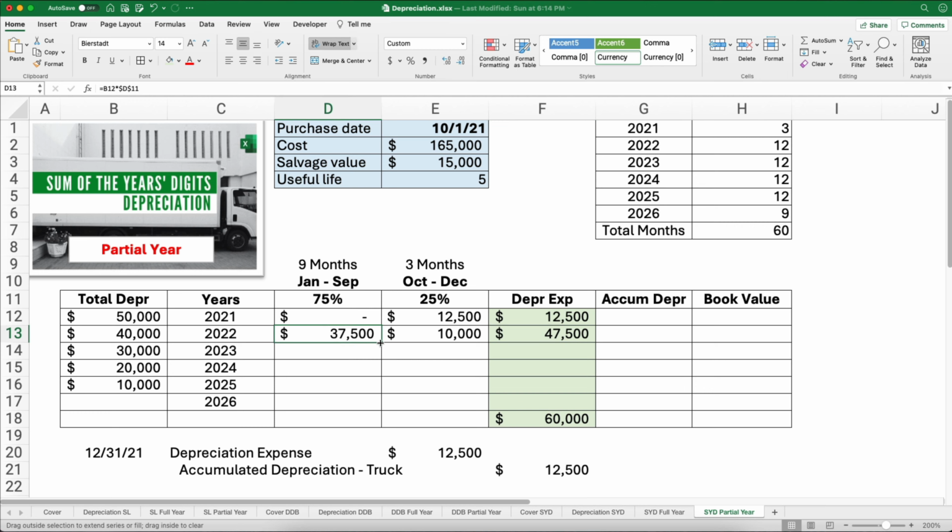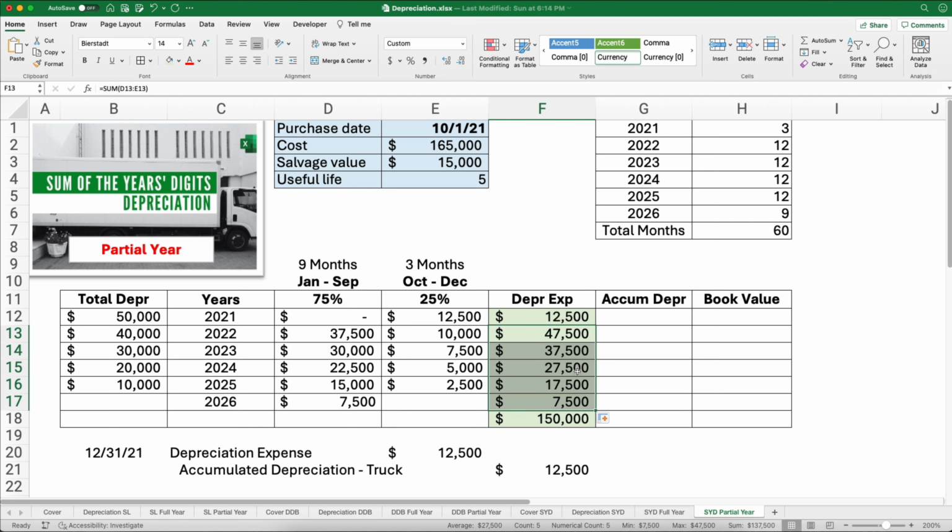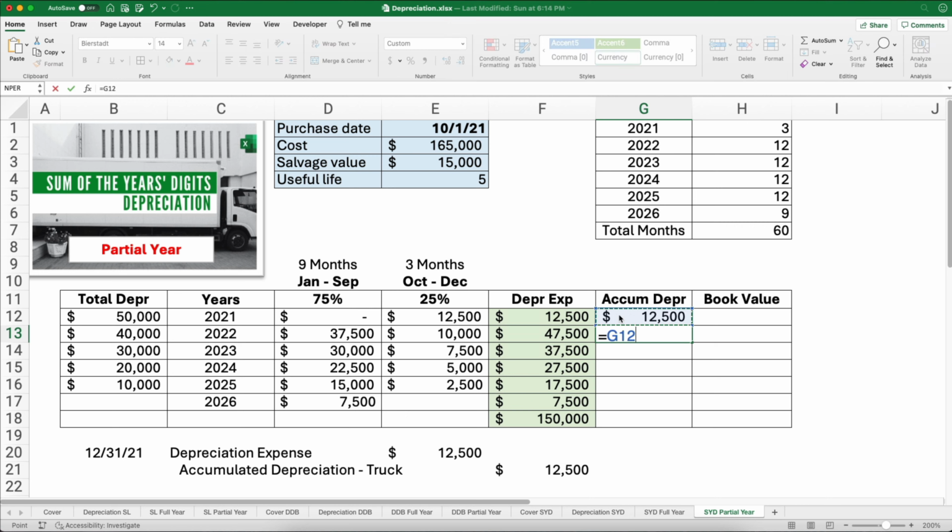Now what we have the ability to do, we can just copy this down. This is going to be the same for each of the years. So we can just add these up. And this is the annual depreciation, and that's going to be $150,000 total. I'll show you how to do the math here if you're not quite sure about how this works, but we're taking the 50,000 and splitting it into 3 months and 9 months, the 40,000, 3 months and 9 months, so on. So accumulated depreciation is going to be the $12,500 the first year, the $12,500 plus the $47,500, and it will grow. I can copy this down.